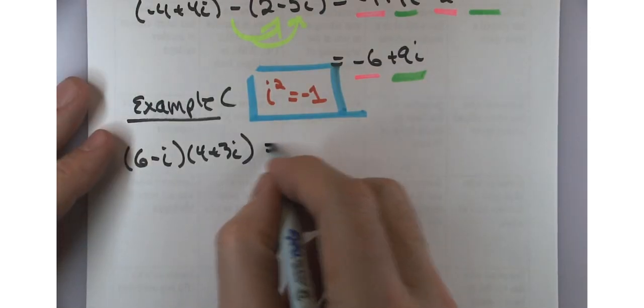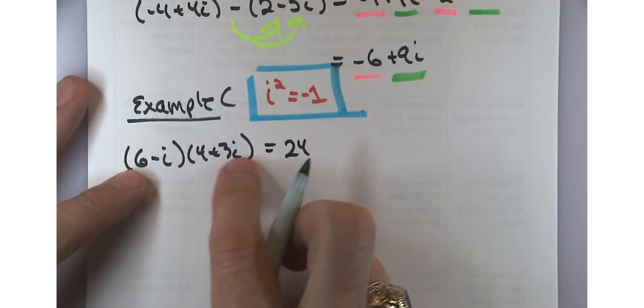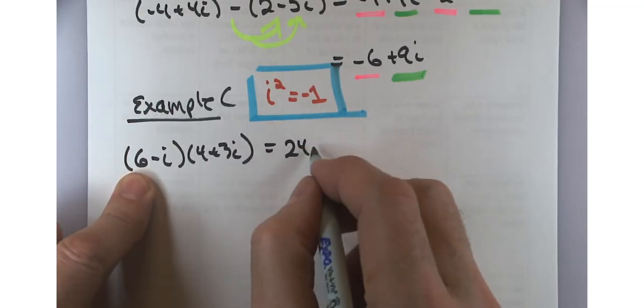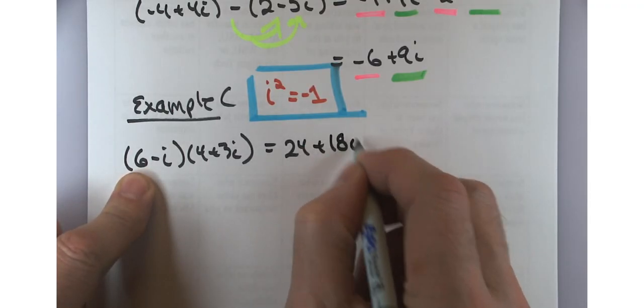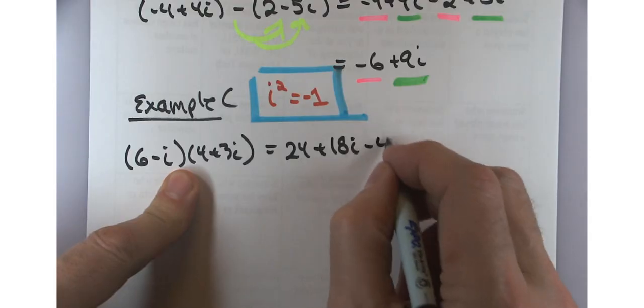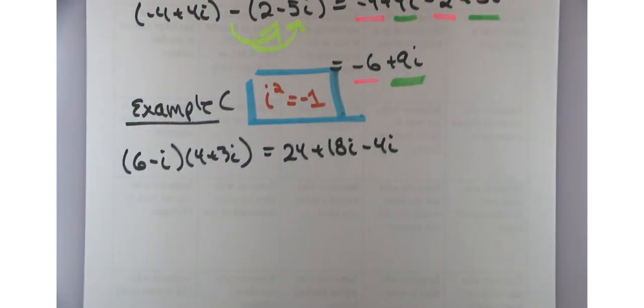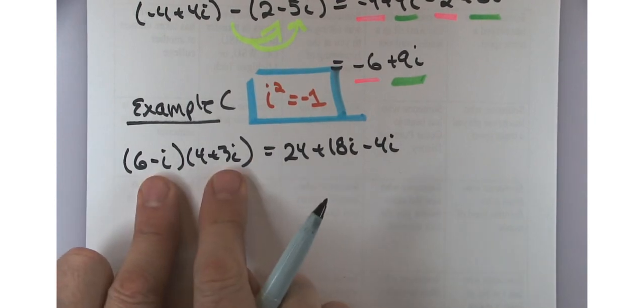So 24, then the outside terms, plus 18i. How about the inside terms? Somebody help me out there. Negative 4i, good. And, ooh, drum roll, please. Yasser, how about the last term? What do we get when I multiply minus i and plus 3i?